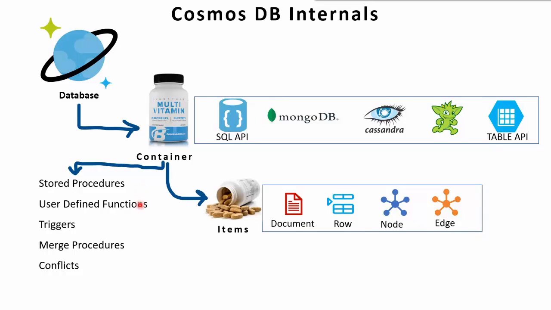Triggers are a little bit tricky too, especially if you are coming from SQL Server. In SQL Server, triggers are executed automatically. In Cosmos DB, that's not the case. You have 2 types of triggers, pre-transaction and post-transaction, and you have to fire them manually. And we cover the merge procedures, which are stored procedures that handle conflicts. So as you can see, everything here is per container.